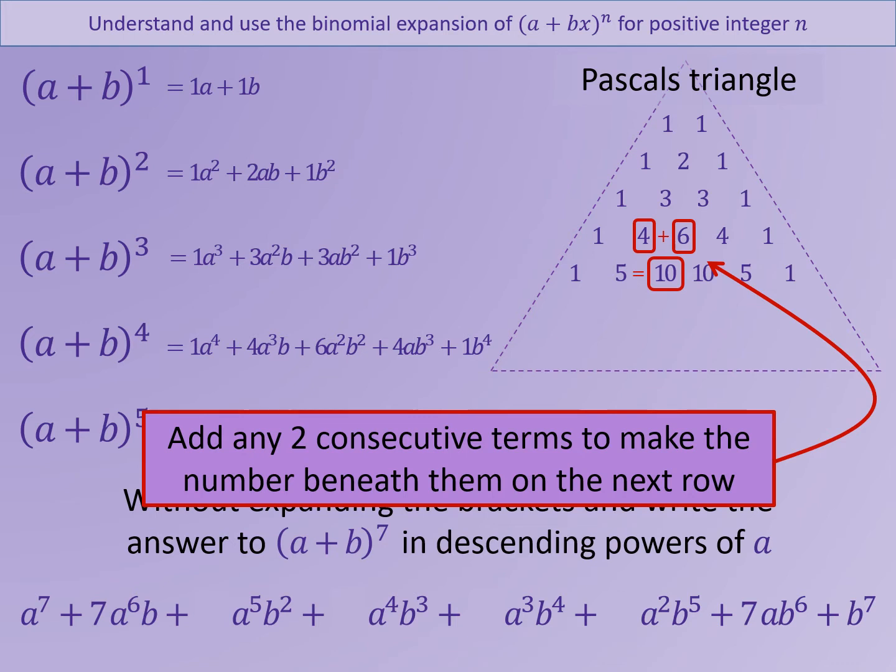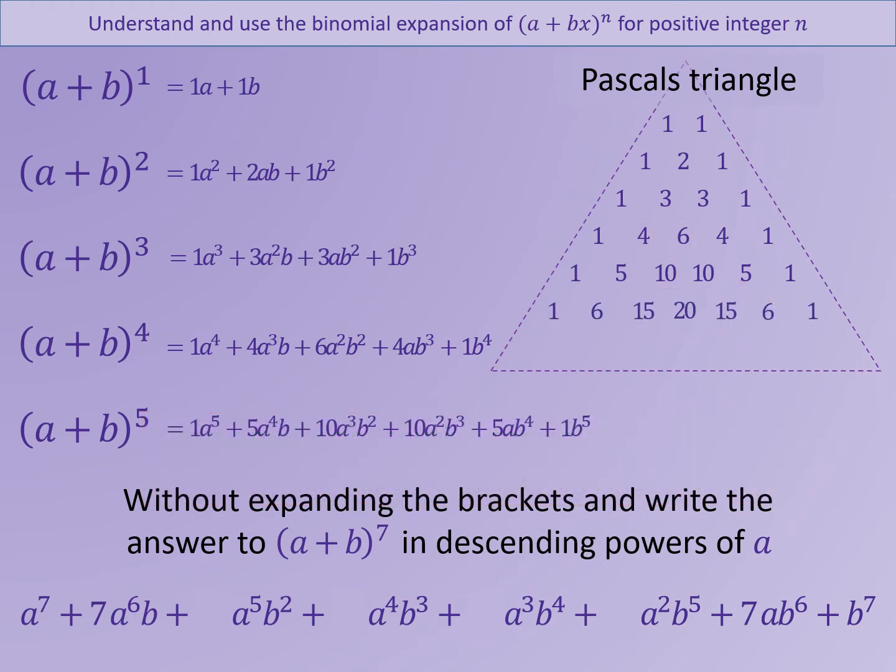So I can now start to fill in a few more lines of Pascal's triangle in order to find the coefficients that I need for my expansion. The next line, 1, 6, 15, 20, 15, 6 and 1, would be if I have a power of 6. The coefficients that I need will be on the next line, which is, as you can see here, 1, 7, 21, 35, 35, 21, 7 and 1.